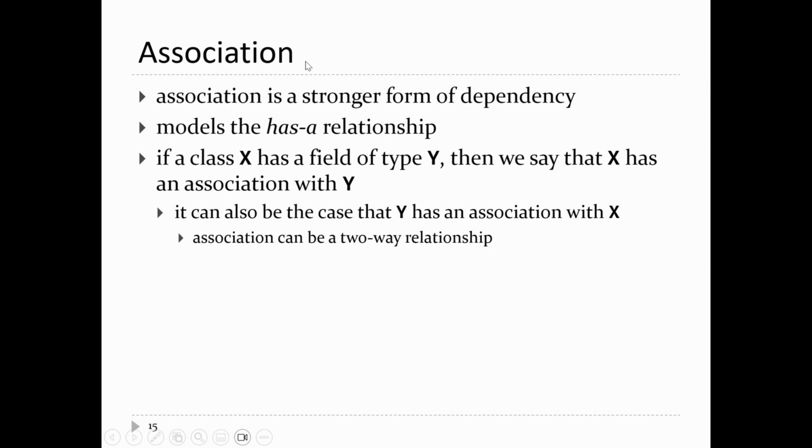You can have a stronger form of dependency, which is called association. In an association relationship, you have a has-a relationship. What that means is that if your class X has a field of type Y, then you have an association relationship. It can also be the case that Y has a field of type X, so association is allowed to be two-way as well. X has an association with Y, Y has an association with X. Both are legal.